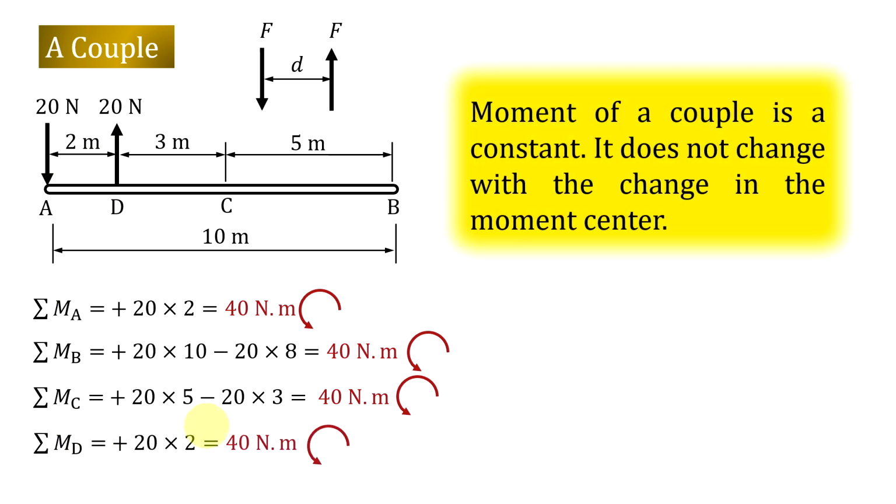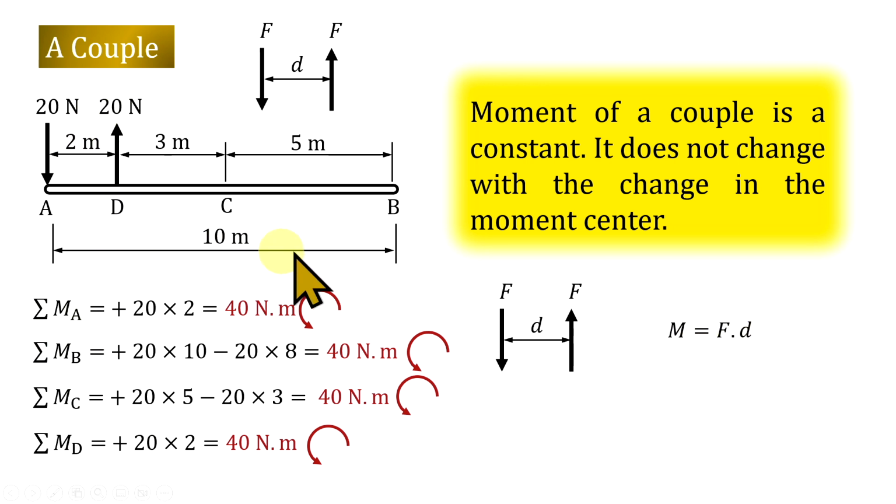So moment of a couple is a constant. It does not change with the change in moment center. Here are the two equal opposite parallel forces. How to find magnitude of moment of this couple? Magnitude of forces in the couple into distance between the two parallel forces. So F into D.